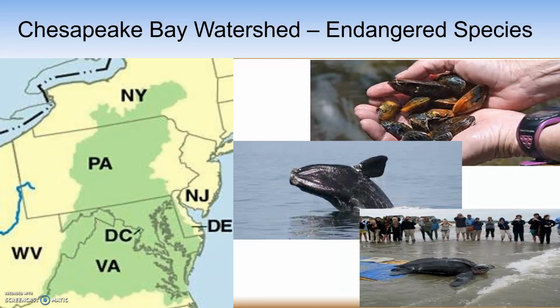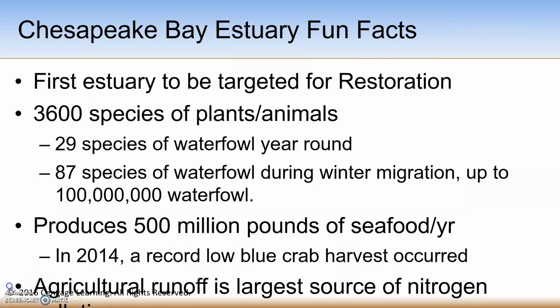On the left side of the screen is a diagram depicting the extent of the Chesapeake Bay watershed. This is the Chesapeake Bay in this location, and the watershed reaches into Delaware, up through Pennsylvania, into New York, over into West Virginia and Virginia. The Chesapeake Bay is the first estuary to be targeted for restoration as a result of the water quality decline over the years.